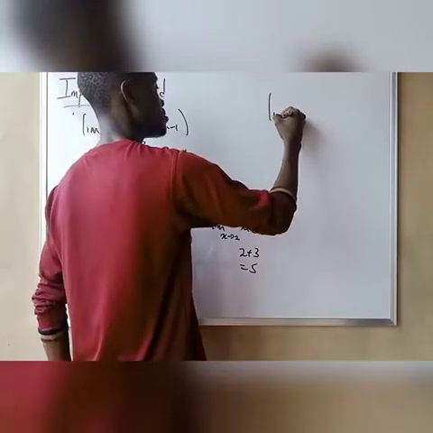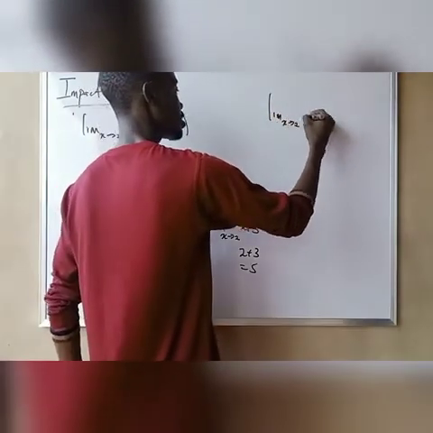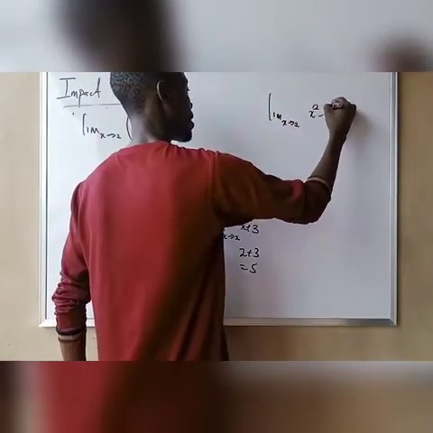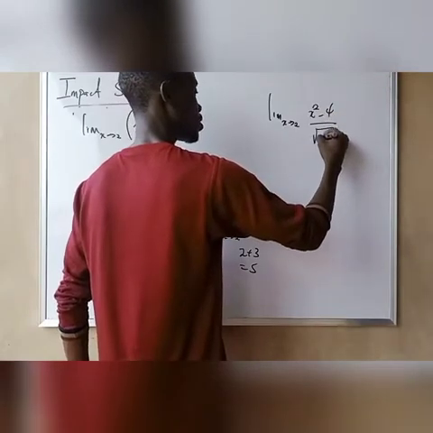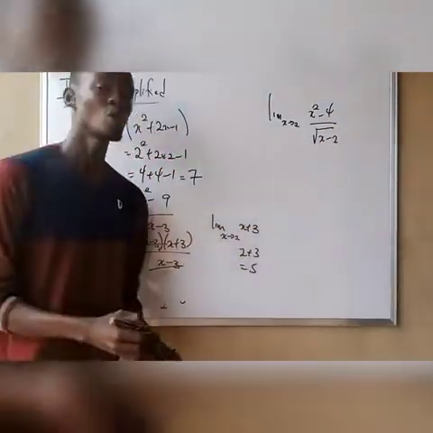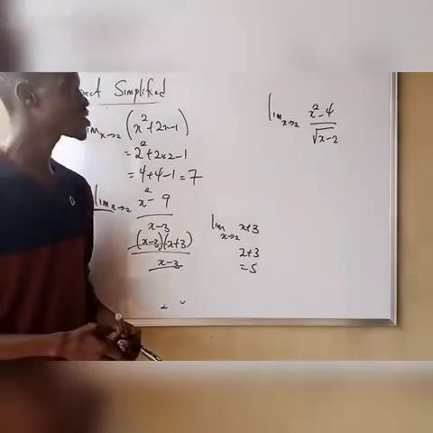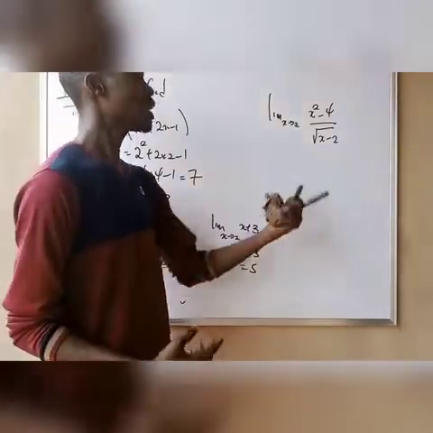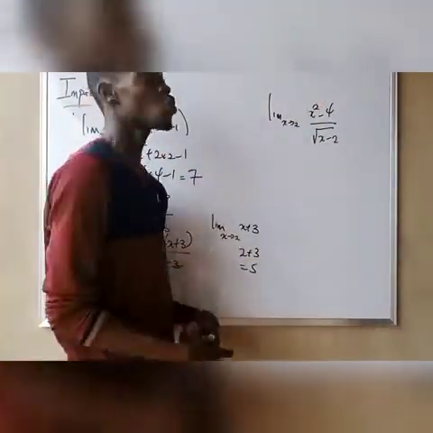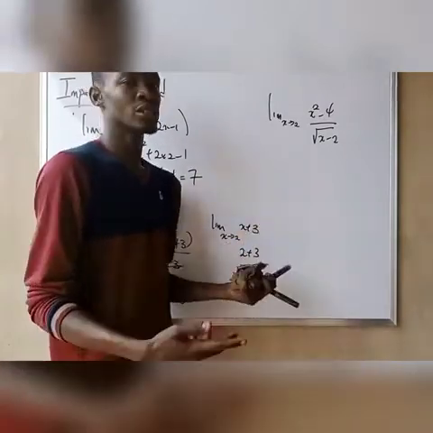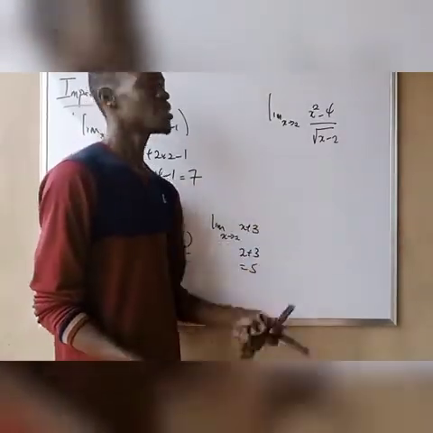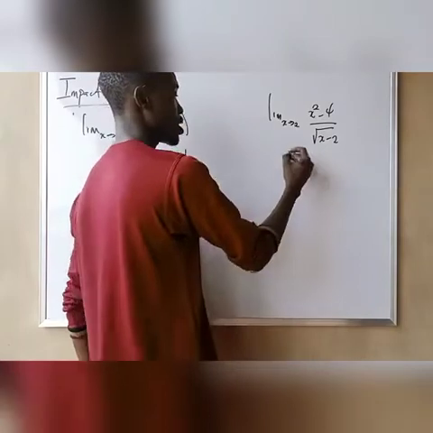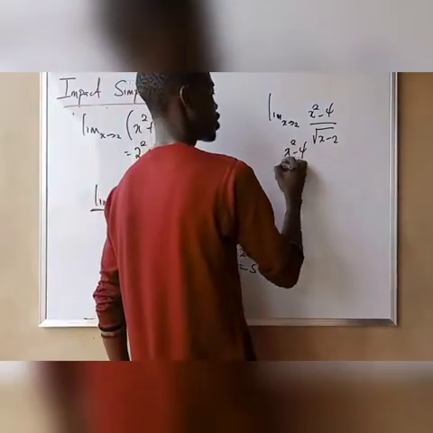Let's still look at this one. We have the limit of x tending to 2 of x squared minus 4 over the square root of x minus 2. Wow. So how can we solve this? It's simple. Normally we are meant to simplify, and it is a taboo for us to have a square root at the denominator.